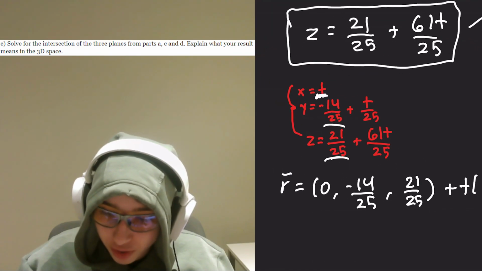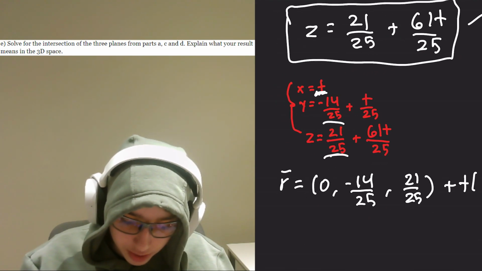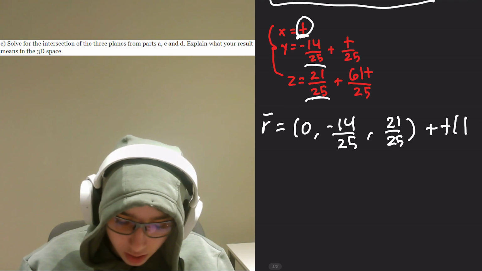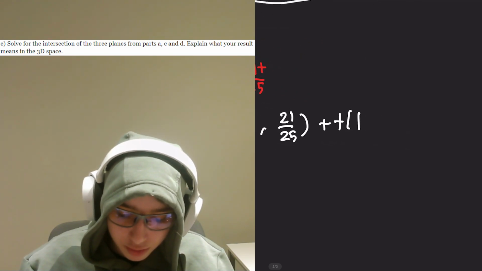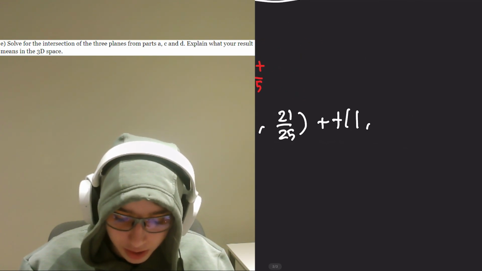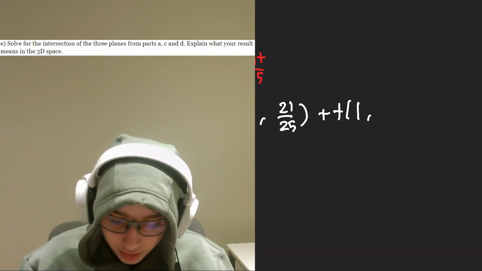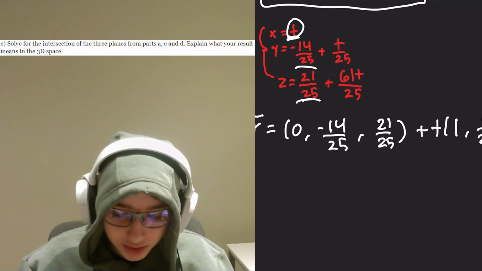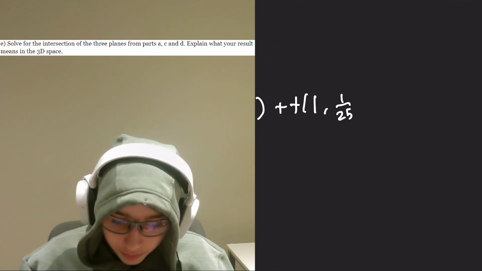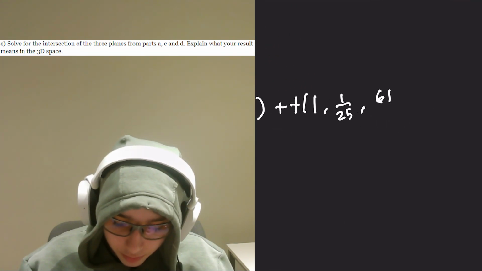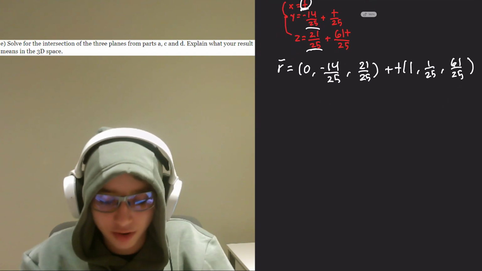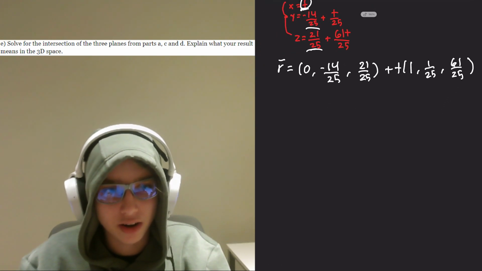And if we look at our t values right here, our x is equal to 1 right there. So we have 1. Our y value is t over 25, so it would be the same thing as 1 over 25. And then 61 over 25 for our third point. So this seems right? We have our vector equation. Surely this would be the final answer, right?